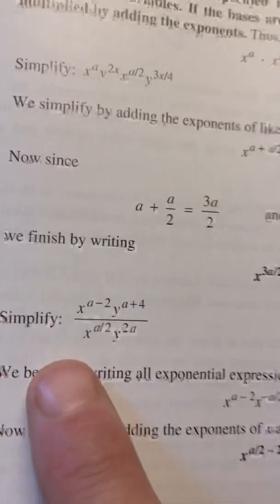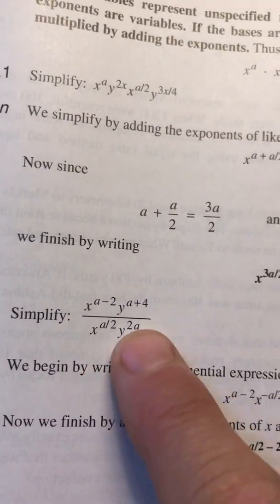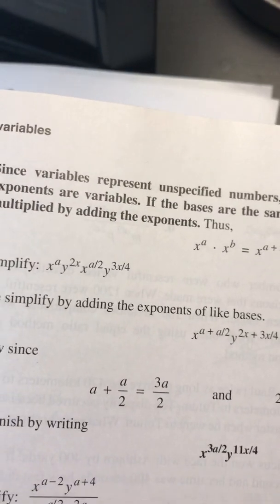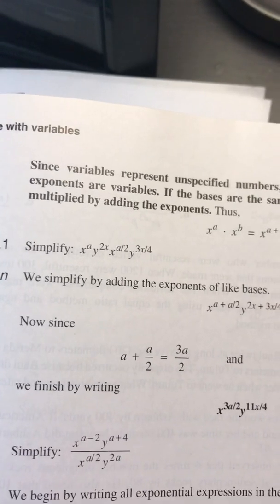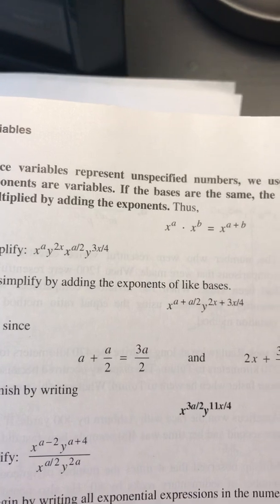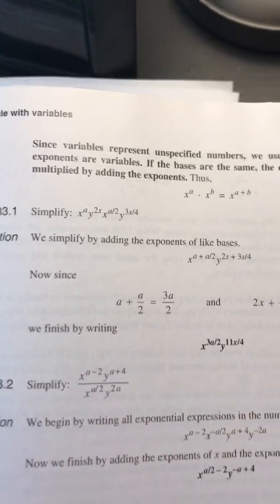The only thing now is, instead of just numbers, they're starting to use variables. They're using letters. It's still the same rules. It's not a big deal. It's really not. Let me erase this, and then we can get started. I'm going to do this problem right here, which is x to the a, y to the 2x, times x to the a over 2, y to the 3x over 4.